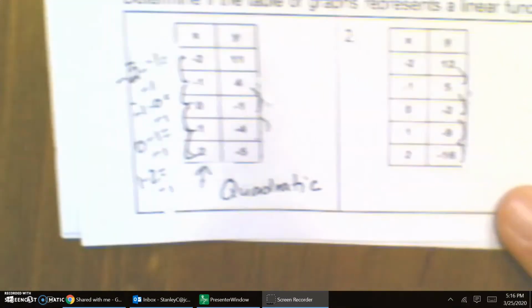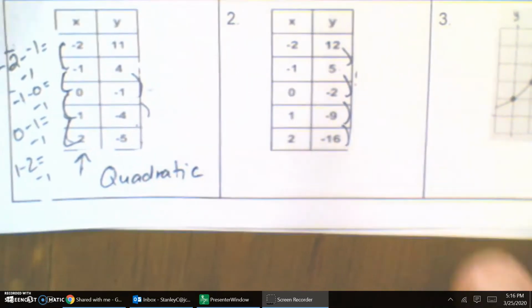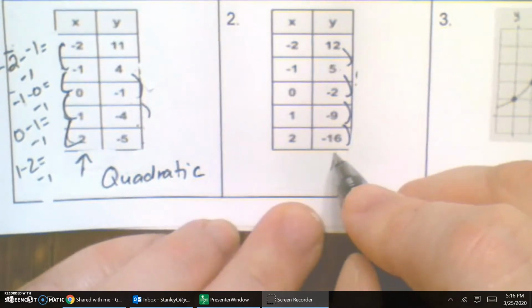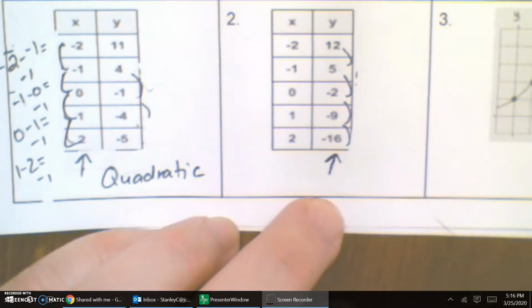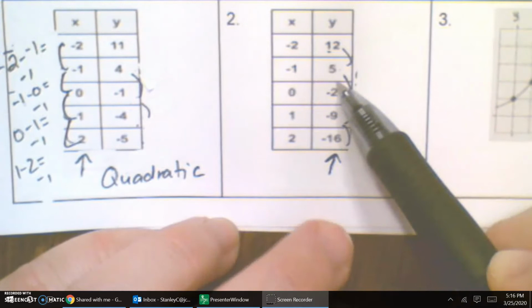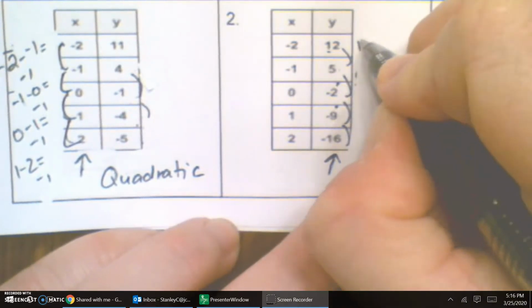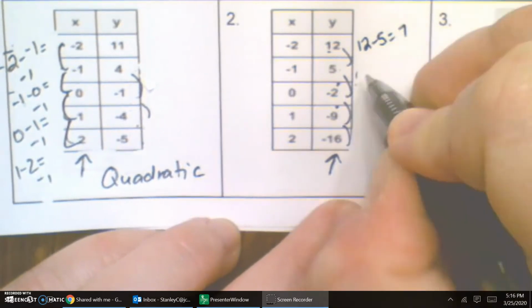Second example. Using this table, linear means first differences are constant. So let's look at first differences, the y. 12 minus 5 is 7. 5 minus negative 2 is 7. So it looks like we're on to something here.